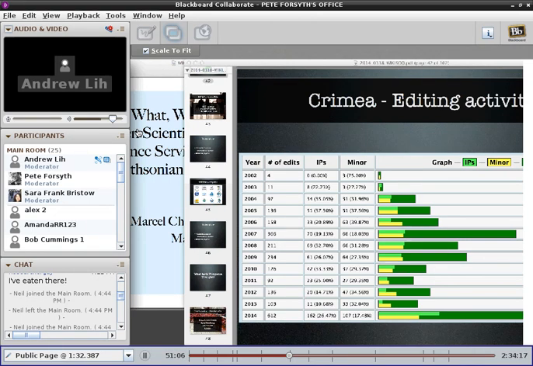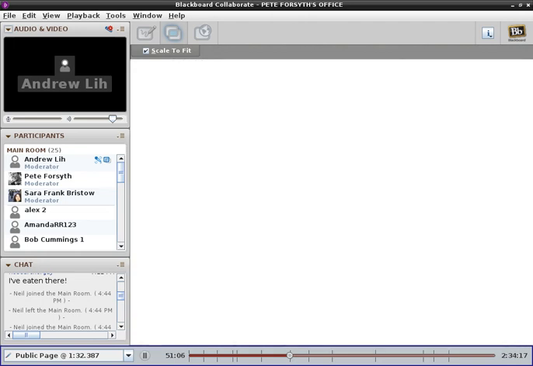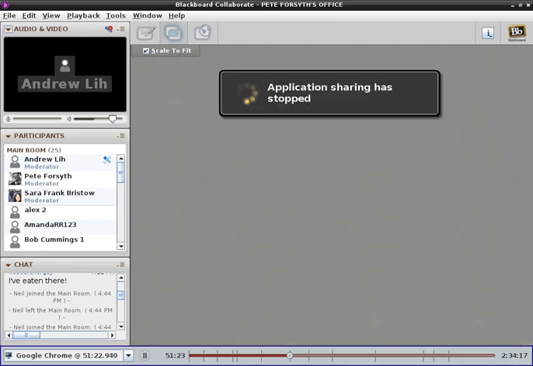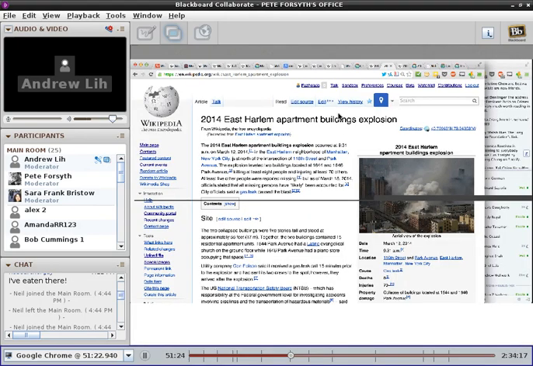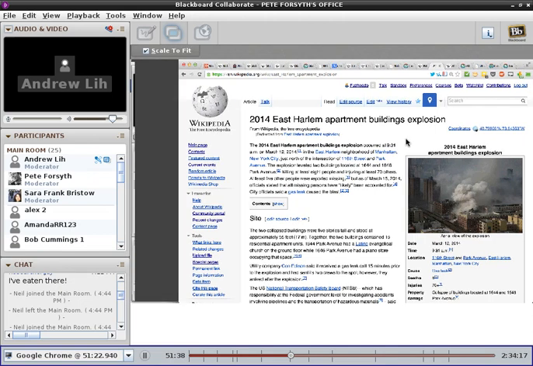Okay, so I'm trying to get back to Blackboard Collaborate. Okay, application sharing. I'm going to stop sharing and start another share. That'll get me back to, hopefully, a web browser. Okay, so do people see the 2014 East Harlem buildings explosion on the screen? Okay, great. So hopefully you see this.